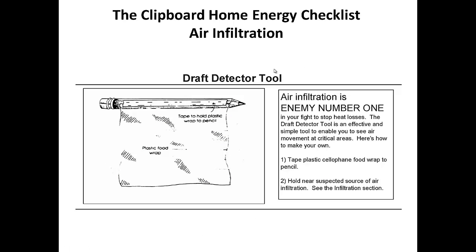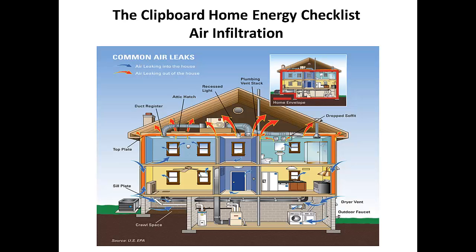Now, here's that draft detector tool. And this is real simple. In fact, I think it would be a good thing when you visit a house that you make one of these up and you just leave it with the homeowner, because all it is, is a pencil with a piece of Saran Wrap, you know, that sticky stuff that is real flimsy and it blows real easy. So you can walk around the house where you suspect you have air leaks, like at an electrical outlet, and you can use this tool because that flap will easily blow and you'll be able to see what's going on. Another thing you can use are smoke pencils, but this is something that anybody could make on their own and be able to see the movement of air.